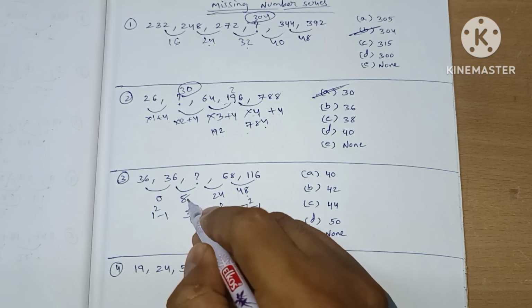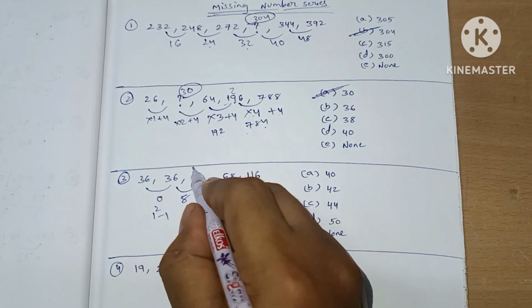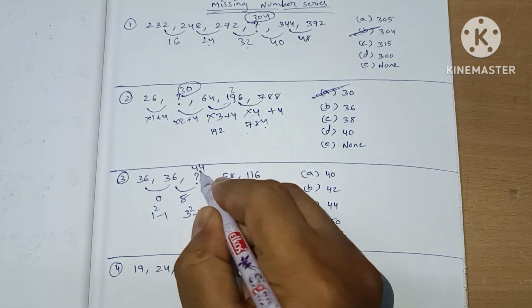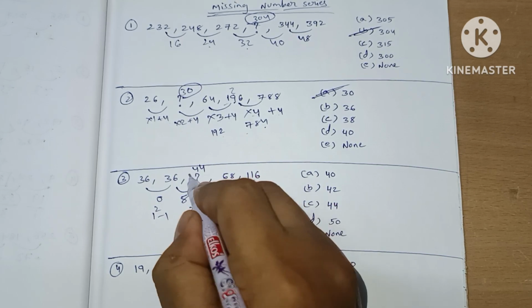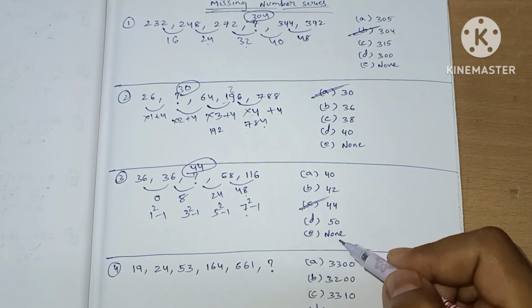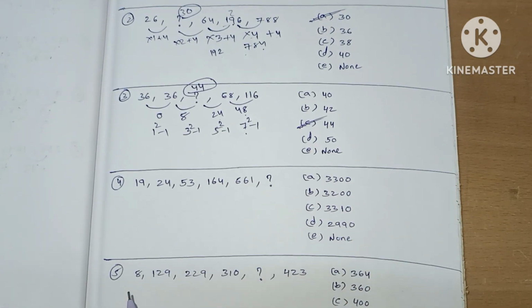36 plus 8 will be 44. 44 plus 24 will be 68. So our answer will be 44. Option C. Next, fourth question.